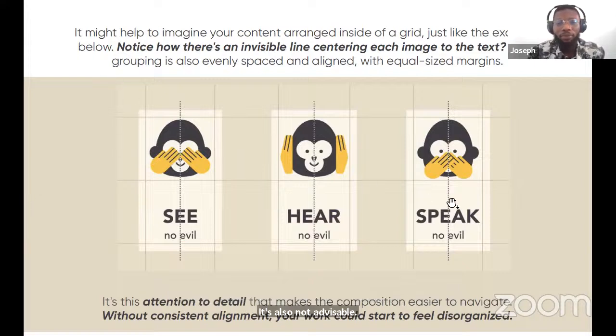Do you get? Now, paying attention to detail makes the composition easy to navigate. Without consistent alignment, your work will feel disorganized. Now, you can look at this. There are 3 different frames, but it's saying something. See no evil, hear no evil, speak no evil. There is a Japanese word for this that says slay evil immediately.